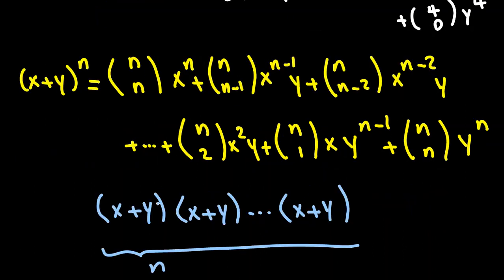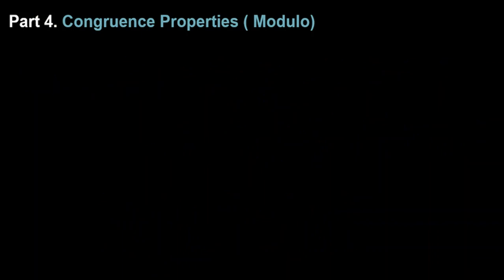And the proof is not hard, because for example for this one you say okay, you select n minus 1 x from these n parts. So here you say okay, I have 1, 2, and I want to select n minus 1 for x, so it will be n choose n minus 1, and for the last part you should select y from that. Okay, so let's jump into part 4, congruence properties.